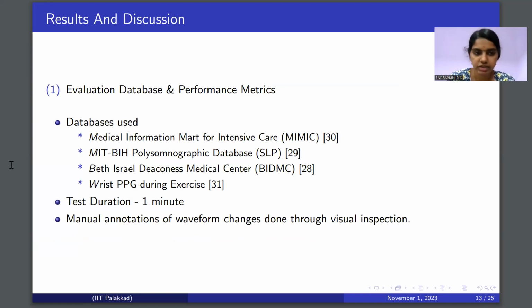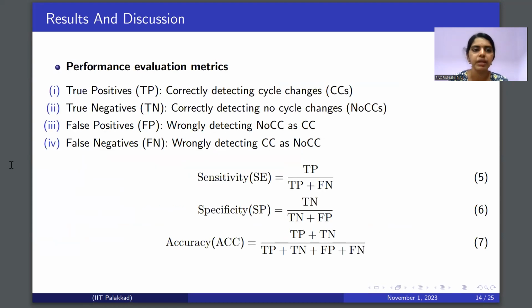So in the results and discussion, the evaluation database, we are using 4 standard databases, which are widely used in literature. That is the MIMIC, BIDMC, SLP, and REST PPG during exercise databases for test duration of 1 minute for our evaluation purpose. For comparison purpose, manual annotations of waveform changes are done using visual inspection. And the performance is evaluated using standard performance metrics like true positive, true negative, false positive, and false negative, and using metrics like sensitivity, specificity, and accuracy.